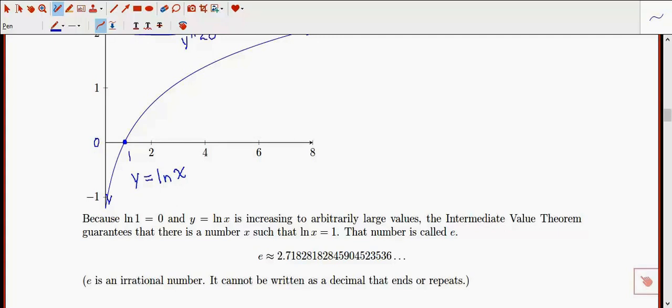Next, we're going to learn about the number e. Because ln of 1 equals 0 and y equals ln of x is increasing to arbitrarily large values, the intermediate value theorem that we learned from calculus 1 guarantees that there is a number x such that ln of x equals 1, and that number is called e. We can calculate e is approximately 2.71828 and so on. Note that e is an irrational number. It cannot be written as a decimal that ends or repeats. And this is where the value of e comes from.